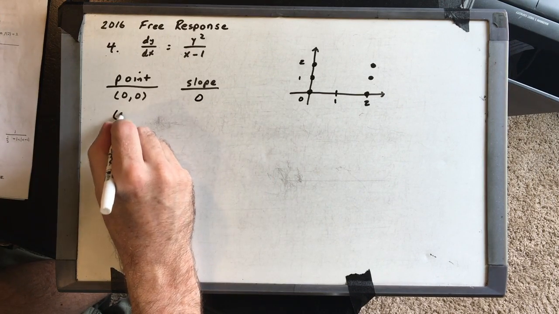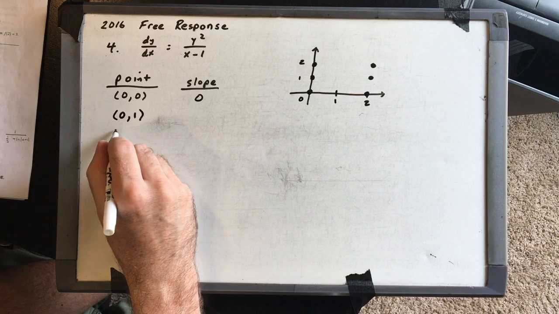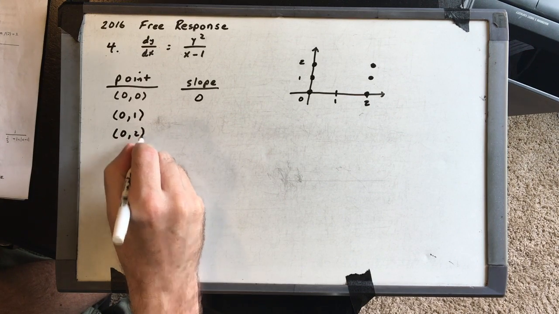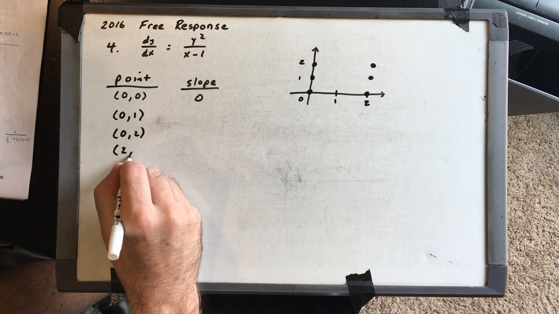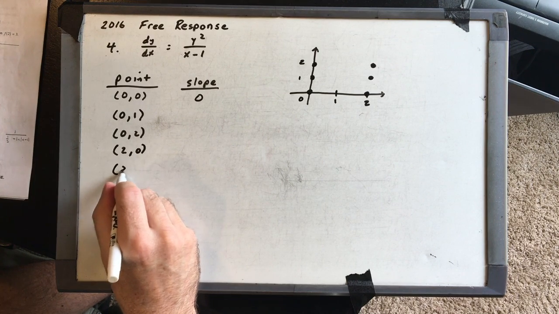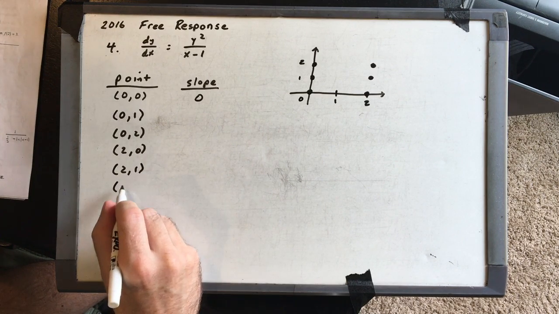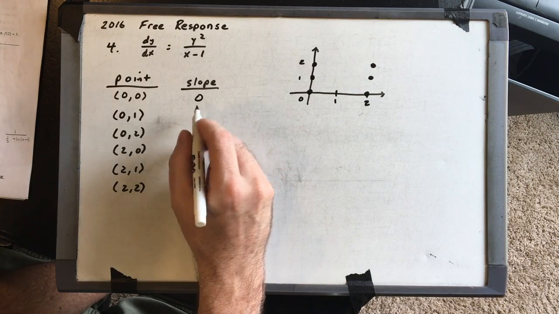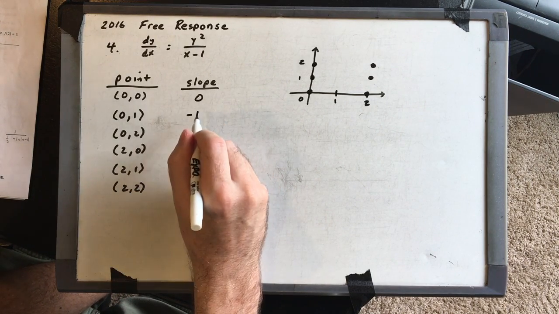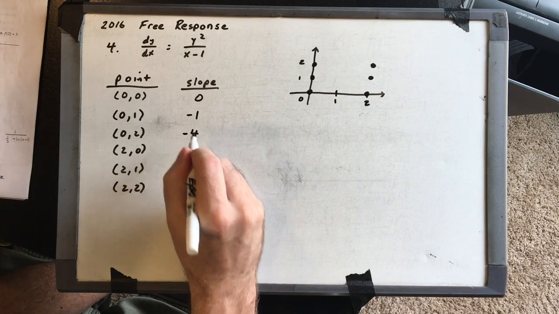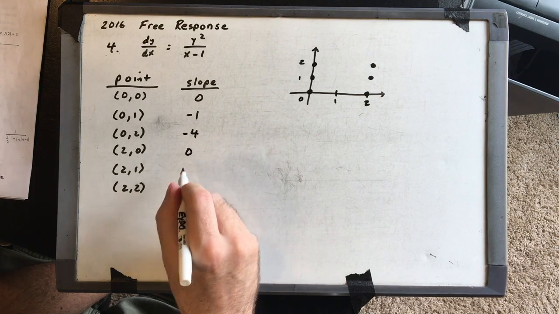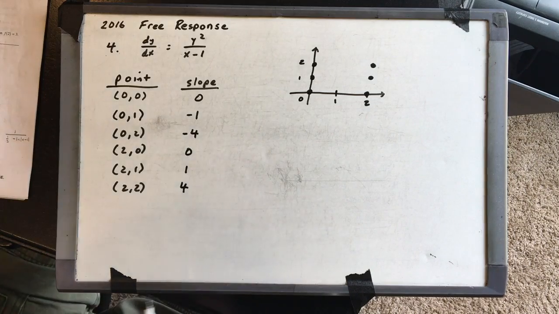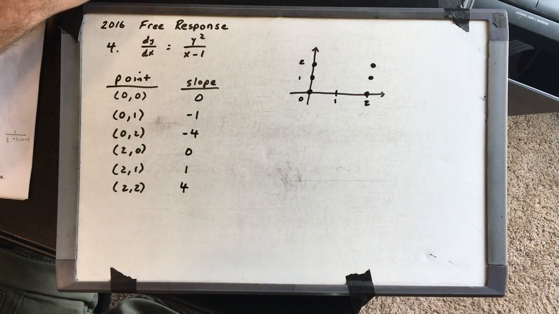So let's go through all the points. There's another one at 0, 1, 0, 2, and then we've got 2, 0, 2, 1, and 2, 2. All right, let's plug all those in. If you plug them in, you'll get 0, negative 1, negative 4, 0, 1, and 4. And we've got to draw those slopes.